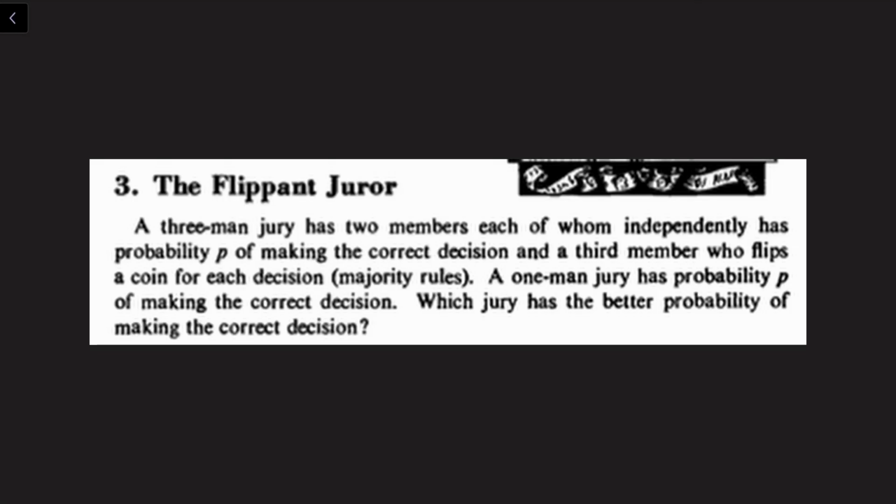Question number 3 is called the Flippant Juror. A 3-man jury has 2 members, each of whom independently has a probability P of making the correct decision, and a third member who flips a coin for each decision. Majority rules. A 1-man jury has a probability P of making the correct decision. Which jury has the better probability of making the correct decision?